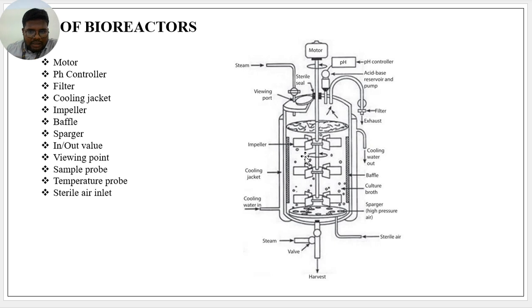Impellers are present inside the culture vessel. Cooling jackets maintain the temperature. The viewing point is for observers to observe the chemical reaction. Steam is inserted for sterilization. The pH reservoirs are for maintaining the pH level and also to adjust the pH level as needed. And the sparger is used to mix gas with the sensitive cells.